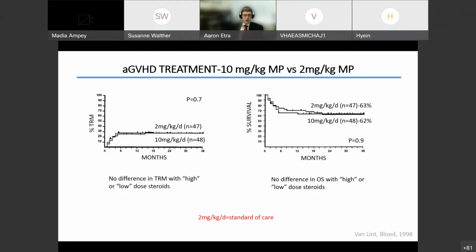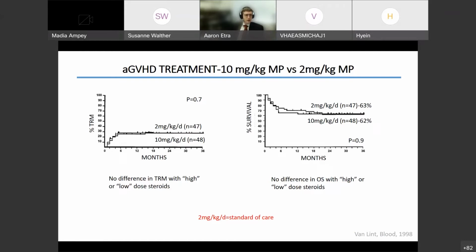So this was a study where they were allowed to have crossover. So if a patient didn't respond at day 5, they could be switched from the 2 milligram to the 10 milligram arm. And there were, in fact, 26 patients in this 95-patient study who did crossover. Nonetheless, they did not see any difference in the rates of non-relapse mortality, which is the same as transplant-related mortality. They're synonymous, as well as survival. There was no difference in either arm, in either transplant-related mortality or survival. And so with this, 2 milligrams per kilogram per day became the standard of care for patients who required systemic steroids for the treatment of graft versus host disease.